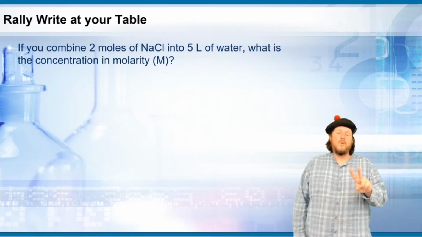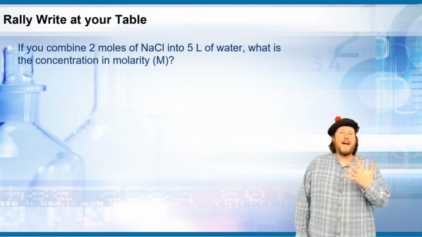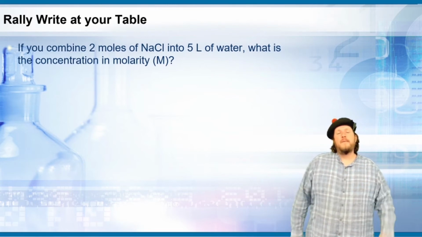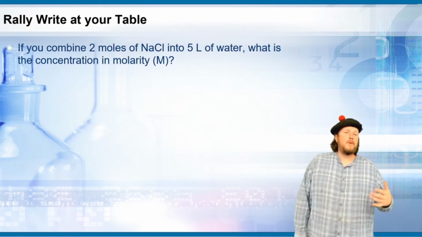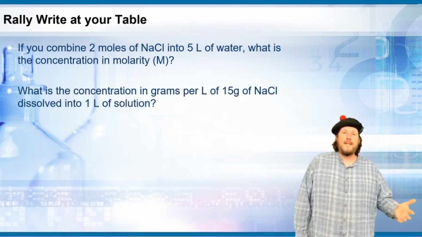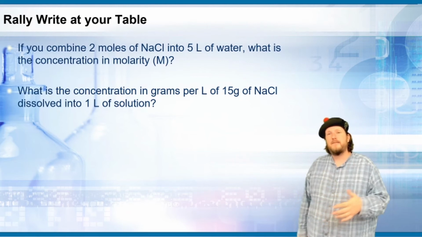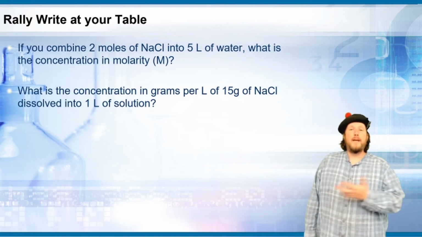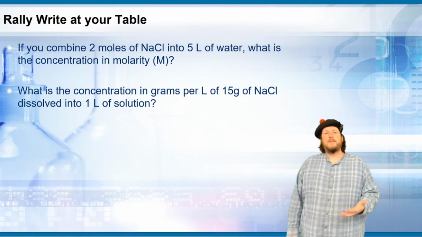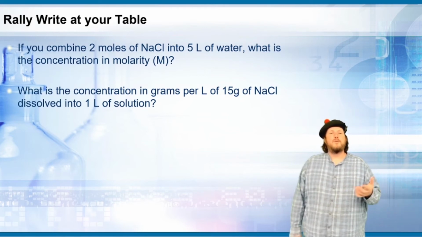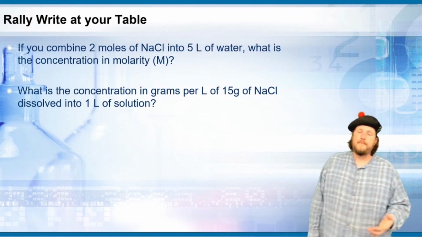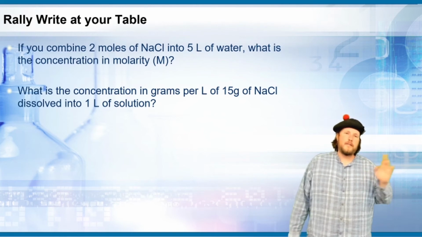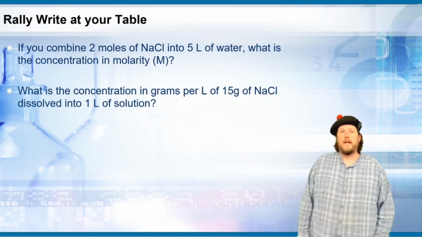If you combine 2 moles of sodium chloride into 5 liters of water, what's the concentration in molarity? So you'll remember that molarity is moles per liter. So take the moles, 2 moles, divide it by 5 liters of water, and that is the concentration. What's the concentration in grams per liter of 15 grams of sodium chloride dissolved into 1 liter of solution? So again, take the grams and divide it by the liters. That's 15 divided by 1, so 15 grams per liter.